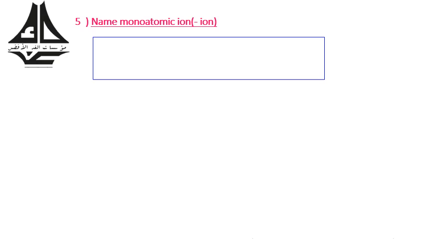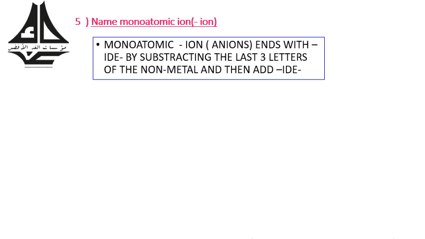Now for the monoatomic negative ion. A monoatomic negative ion, an anion, ends with "ide": you subtract the last letters of the non-metal they come from, and then you simply add "ide." Here we have common monoatomic ions to be memorized. They are very important. At first we have those of the main group elements.